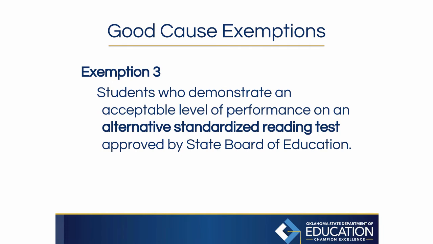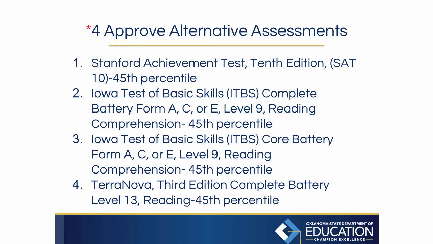Okay, exemption number 3, students who demonstrate an acceptable level of performance on an alternative standardized reading test approved by the State Board of Education. So these are the 4 alternative assessment tests. Here they are again. Notice that again on the alternative assessments, students have to show proficiency at the 45th percentile, and the screeners are the 40th percentile.